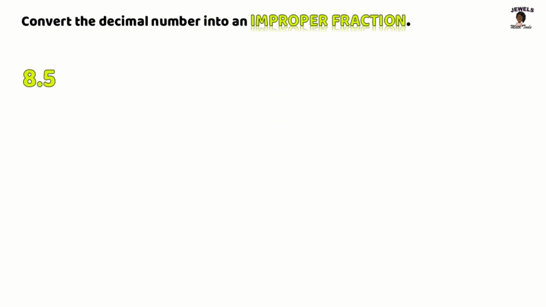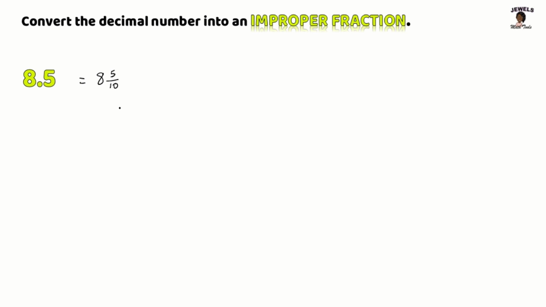Okay, so let's try another example. Feel free at this point to pause the video, convert your decimal number into an improper fraction, and when you're ready, you can unpause the video and work along with me. Okay, so we're going to begin by first changing our decimal number into its mixed fraction form, which is 8 5/10. And now you can take two approaches for this step.